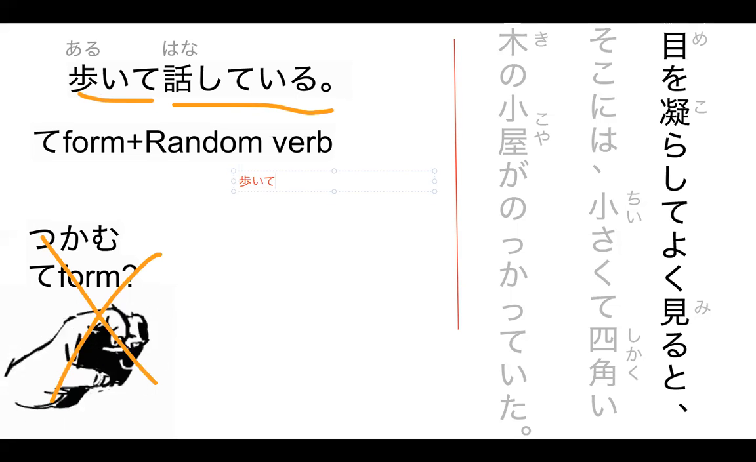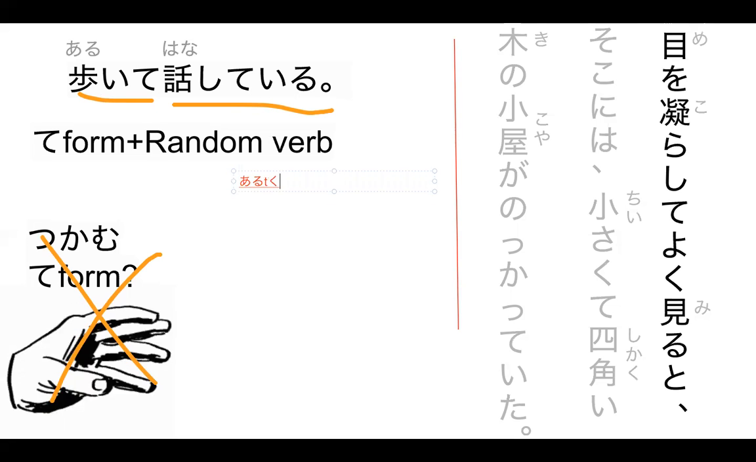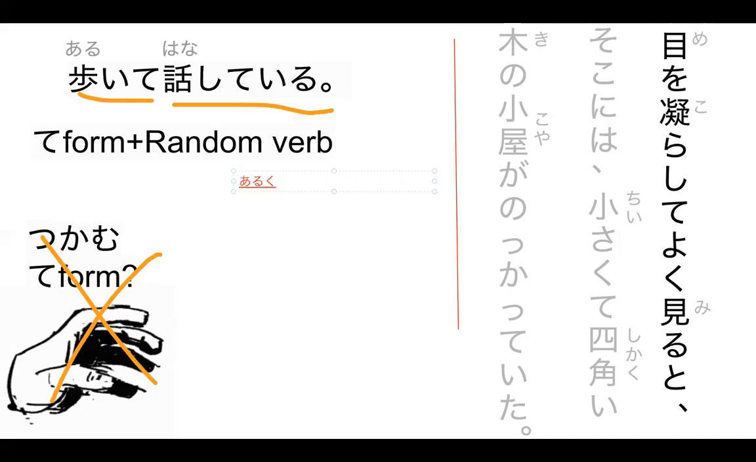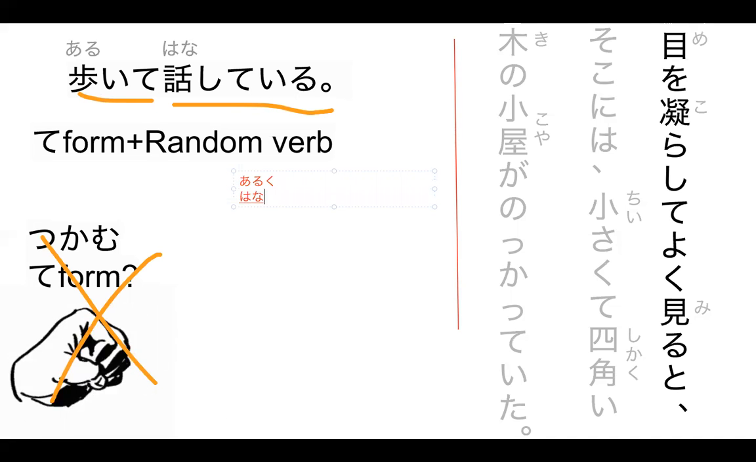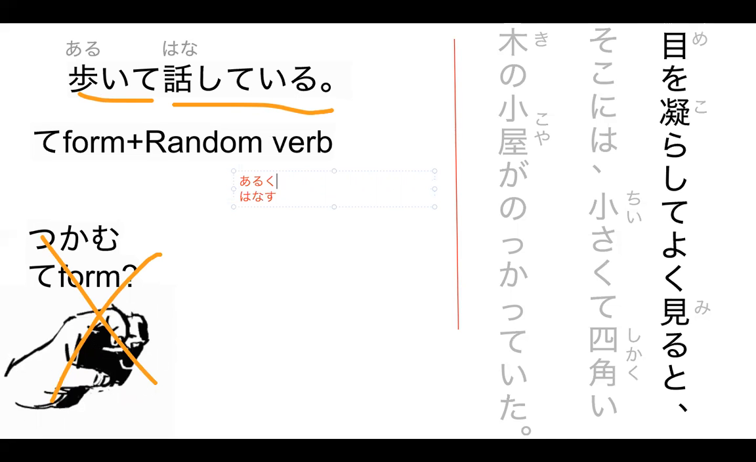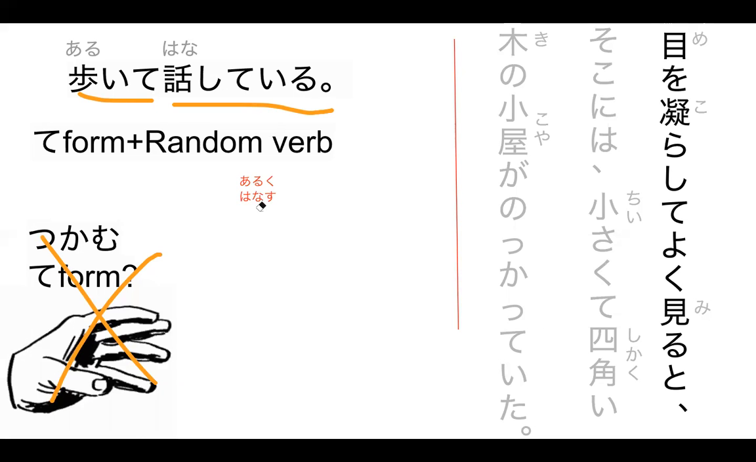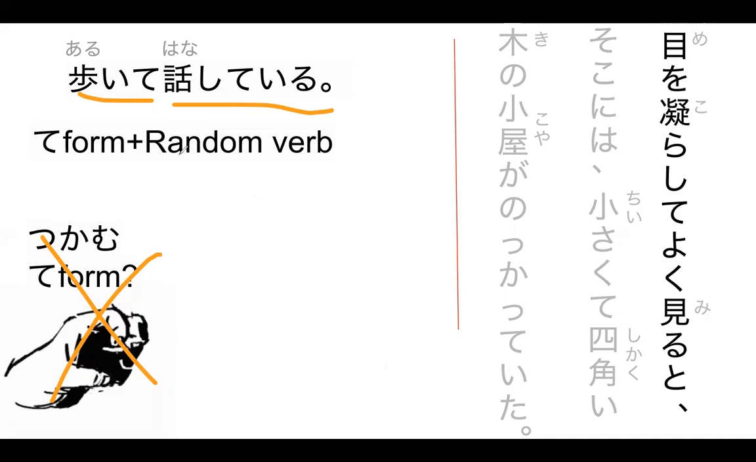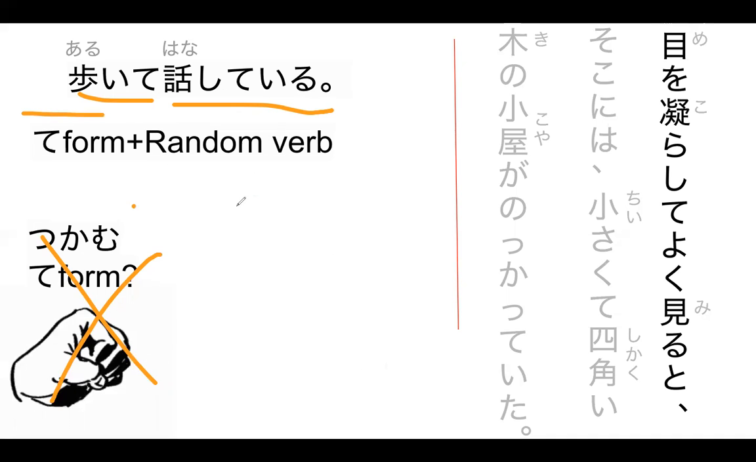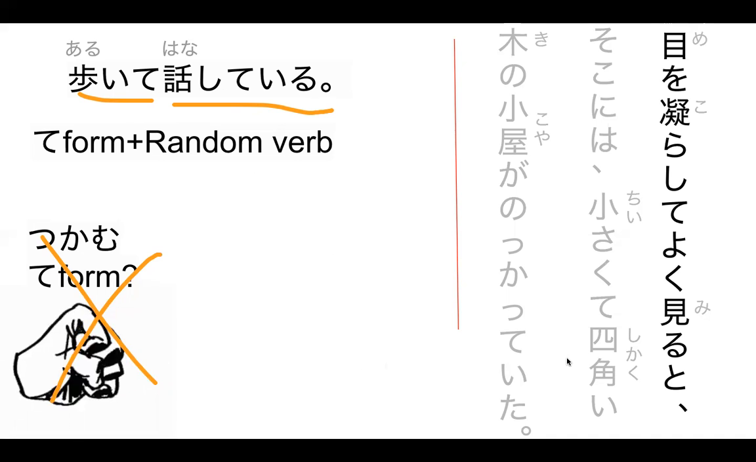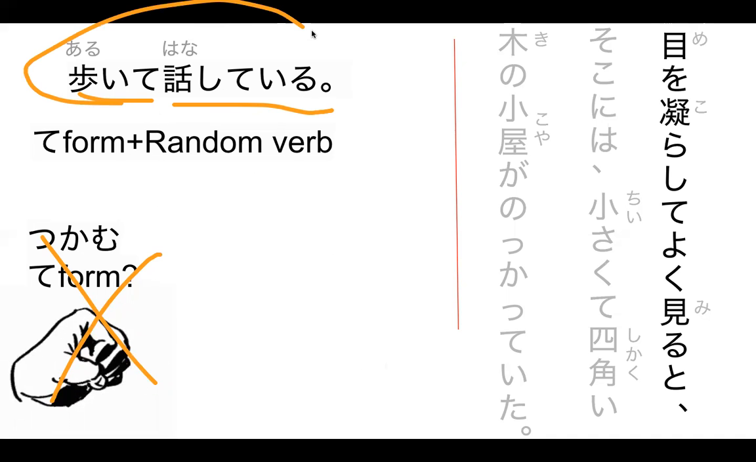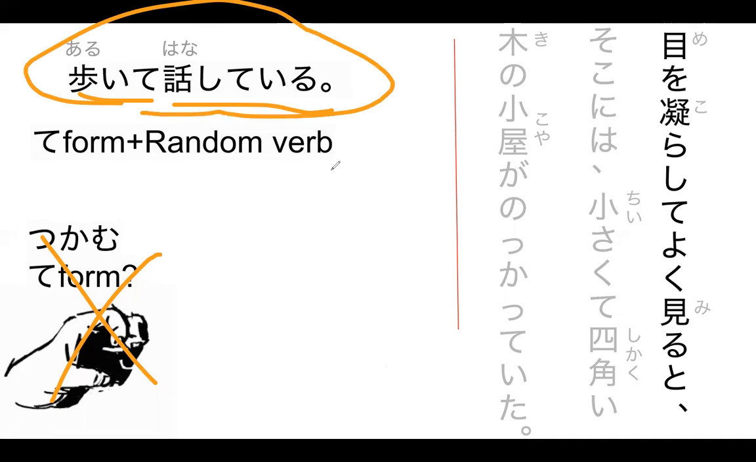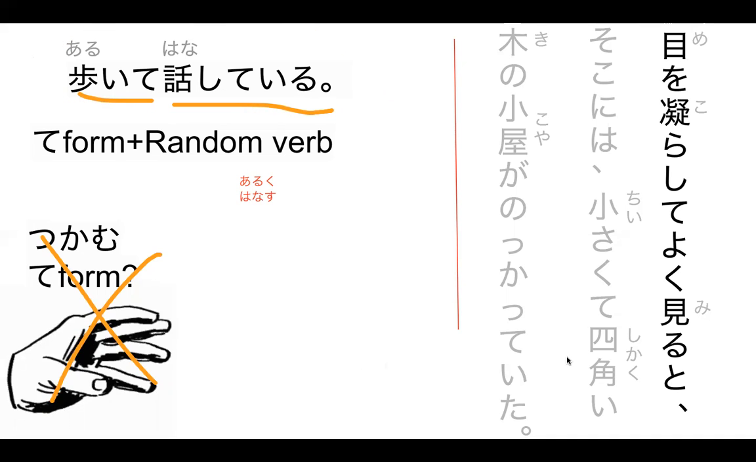Aruite. Aruku, to walk. And hanasu is to speak. So it's like while. Yeah, exactly. It is while. So while walking, they're speaking. So it's very similar to nagara, except nagara is used for two different sentences. This is just connecting two verbs real fast. So aruite hanashiteru, talking while walking, or walking while talking.